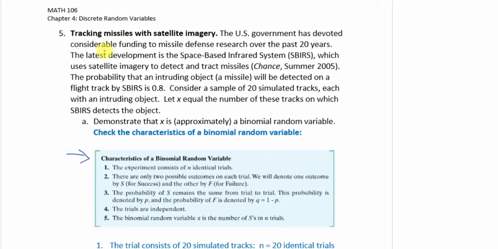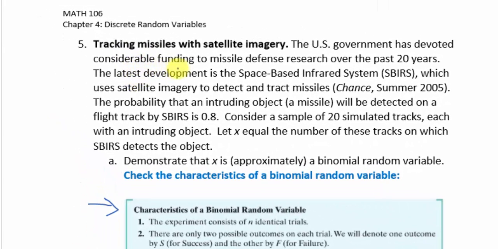For our last example today, we're going to use this table of characteristics of a binomial random variable to determine if our scenario describes a binomial random variable or not. So we'll just read through it first, and it's about tracking missiles with satellite imagery. The U.S. government has devoted considerable funding to missile defense research over the past 20 years. The latest development is the space-based infrared system, which uses satellite imagery to detect and track missiles. This comes from the journal Chance, Summer 2005 edition.